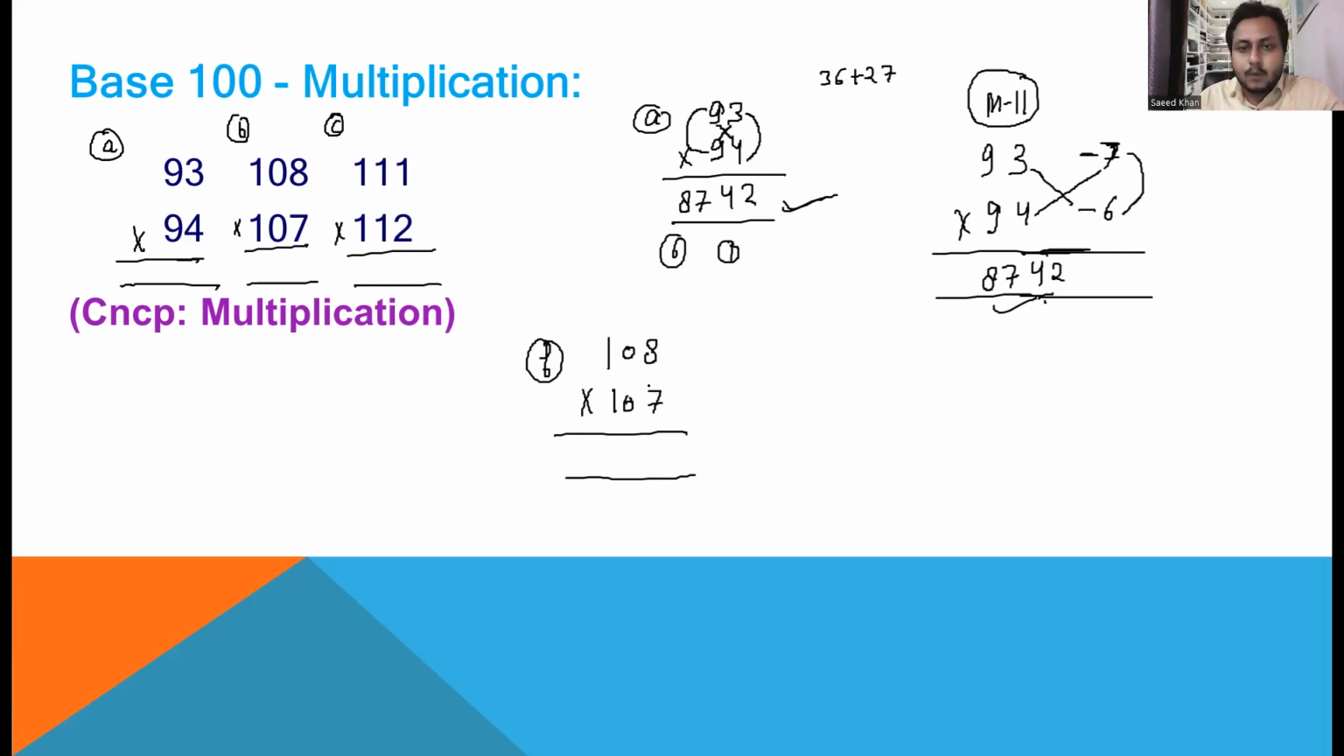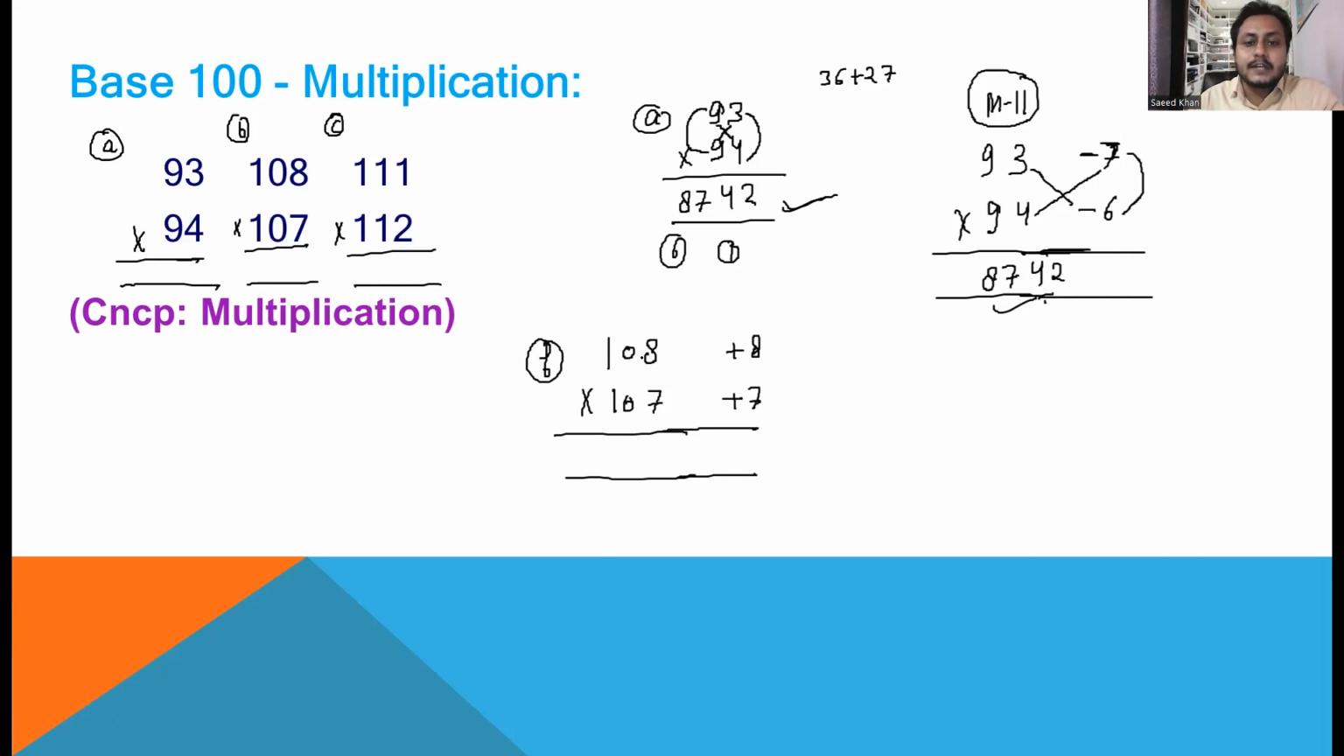तो अब इसमें more than 100 देखेंगे तो 100 is how much more than 100? 108 is how much more than 100? 8. Similarly, 107 is how much more than 100? 7. वहां less than 100 देखना. तो 108 is more than 100 ना, तो plus 8. 107 is more than 100 ना, that means plus 7. So plus 8 into plus 7.